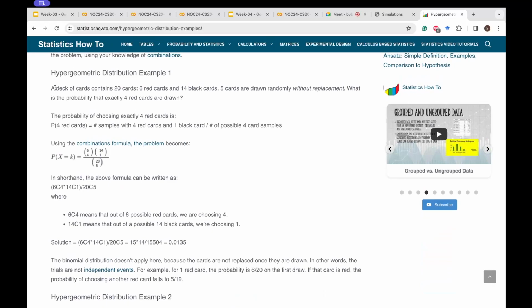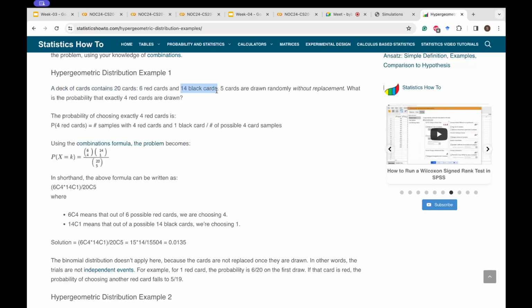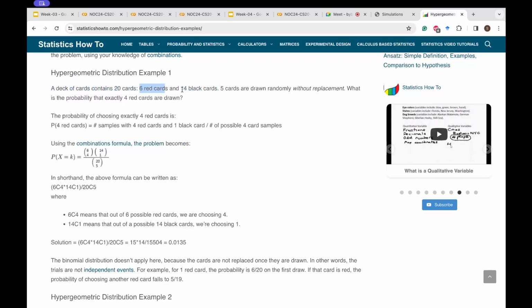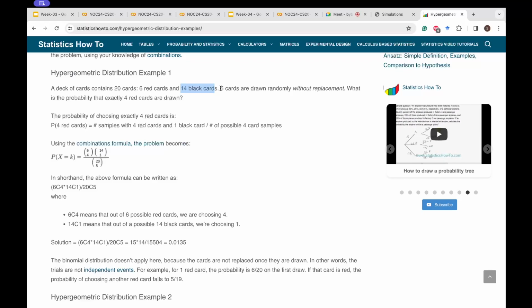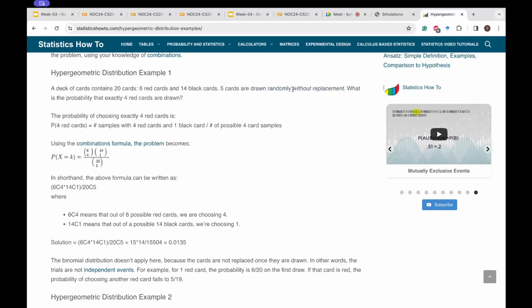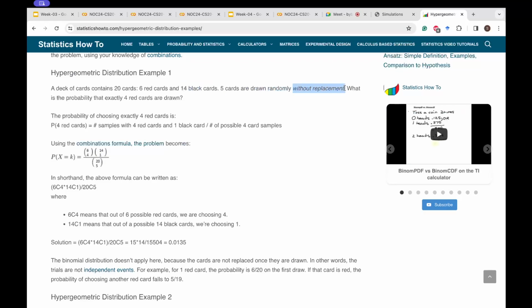So a deck of cards contains 20 cards, 6 red cards and 14 black cards. So there are 20 cards in which 6 are red cards and 14 are black cards. 5 cards are drawn randomly without replacement. You have to note this carefully whenever there is this without replacement.